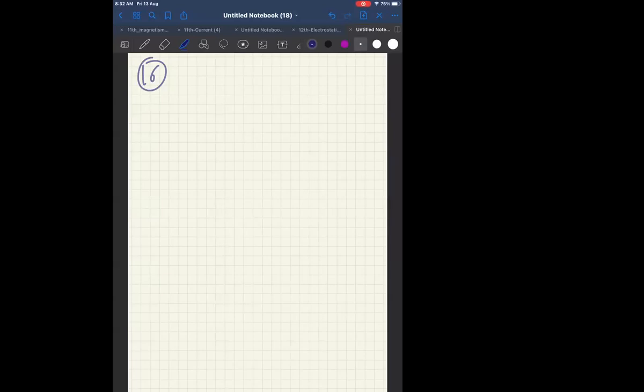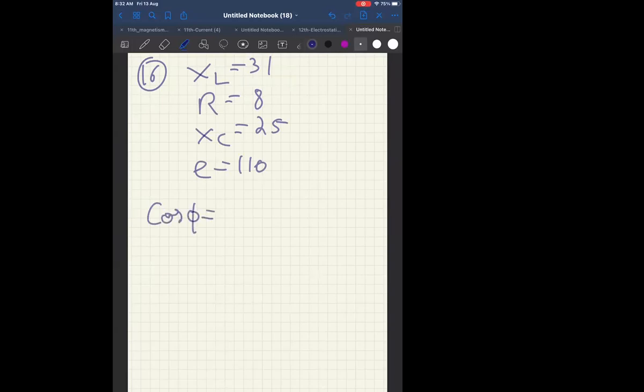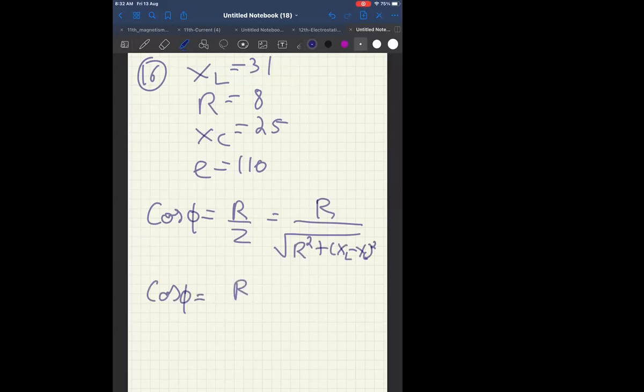A coil of inductive reactance 31 ohm, that means XL is 31, has a resistance R of 8 ohm. It is placed in series with a condenser of capacitive reactance 25 ohm. The combination is connected to an AC source of 110 volt. What is the power factor of the circuit? Power factor of a circuit is cos phi equal to R by Z. Now, R by Z can be written as R by square root of R square plus XL minus XC the whole square. Or cos phi is equal to R divided by square root of R square plus.